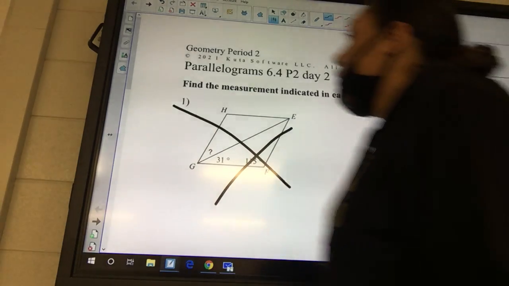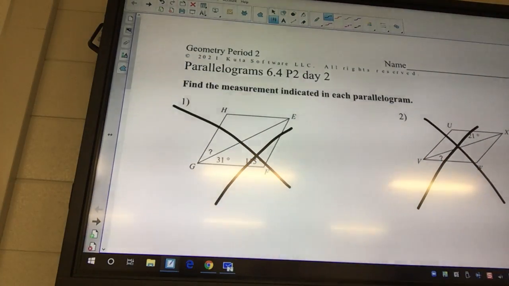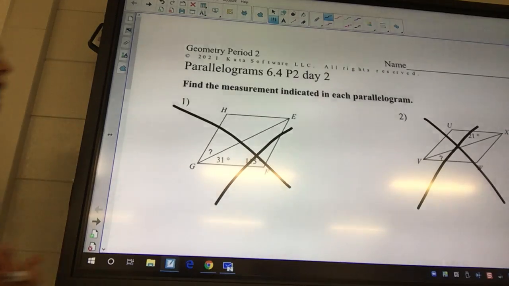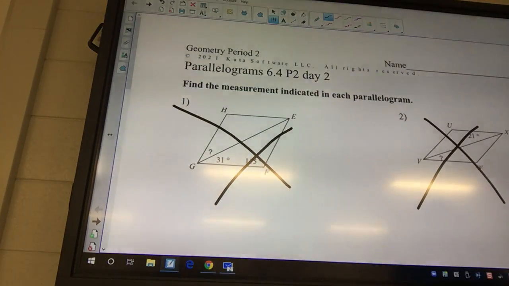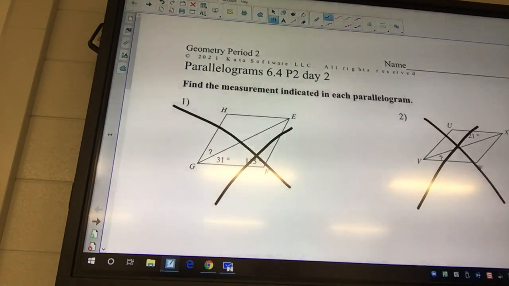All right, so cross off number 1 and 2. We're going to do a little quick mini review. This is the last day we're going to spend on parallelograms. Tomorrow, I think, we start looking at maybe trapezoids. Yeah, we do. Okay, so what is a parallelogram?